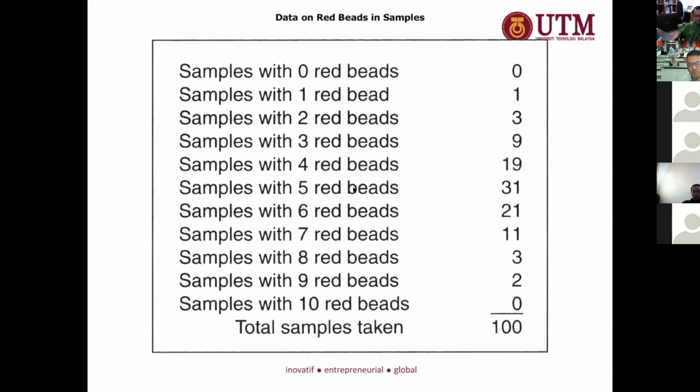For example, this one, we have in total 100 samples, and rate bit is the dot on each sample. So they count how many dots for each sample. Sample with 0 dot is 0. Sample with 1 dot, 1 sample. Sample with 2 dots, 3 samples. With 4 dots, 90 samples. 10 dots, 0 samples. So total sample is 100. This is total sample.